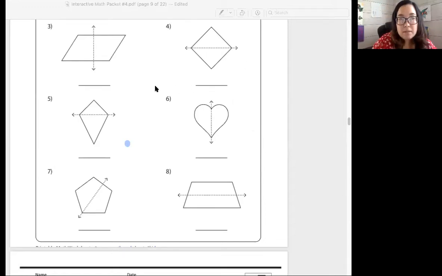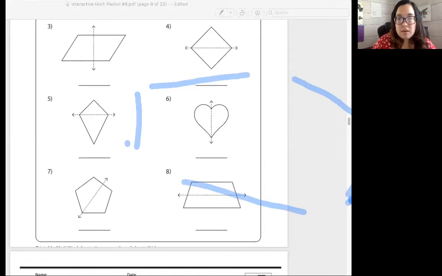I'm gonna draw. It has 1, 2, 3. Maybe I can draw. Won't let me draw. 3 over here. 4, 5. Why can't I draw right here?